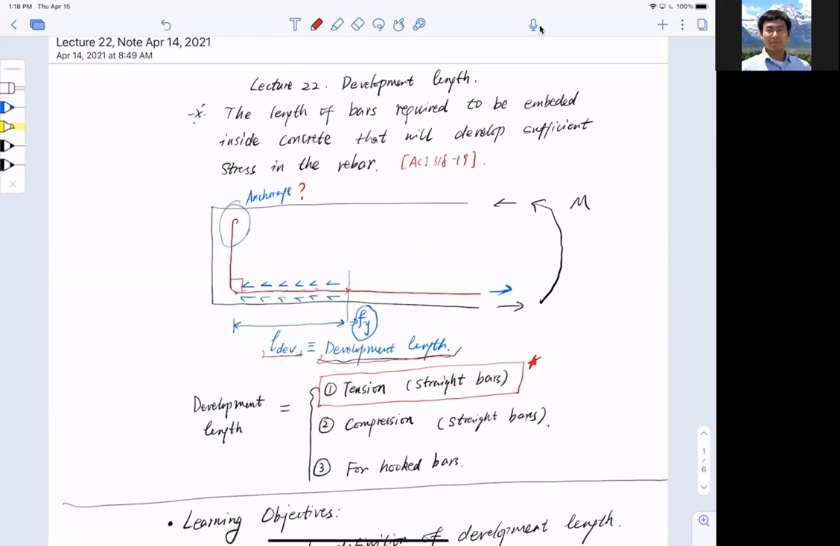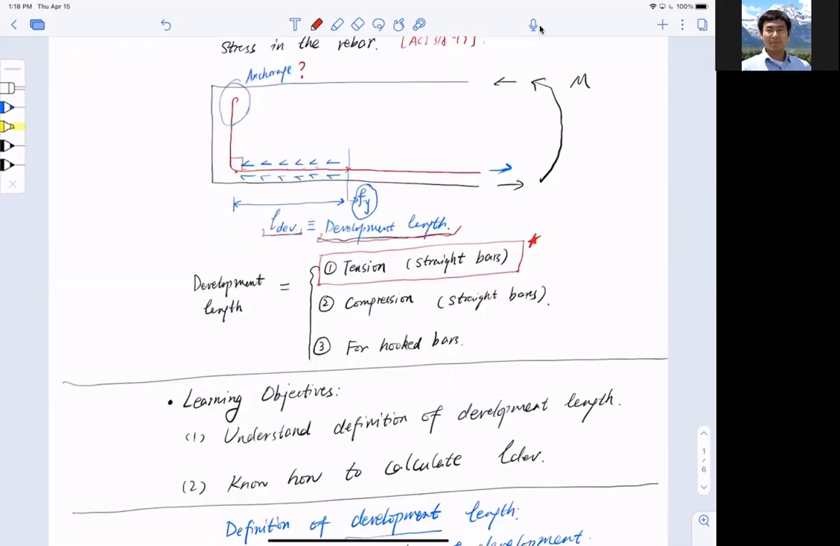And development length has different categories: tension, compression, and for hooked bars. The case I show here is actually a hooked bar. But in this lecture, what we most often see is tension in straight bars, so we're going to put our emphasis on the tension of straight bars.